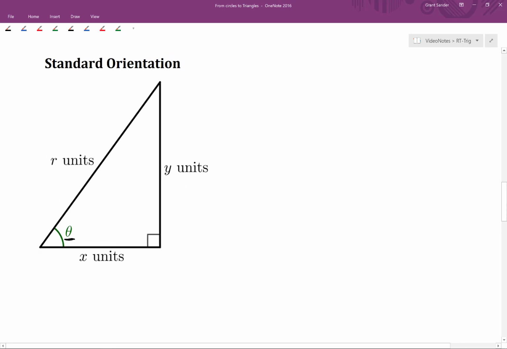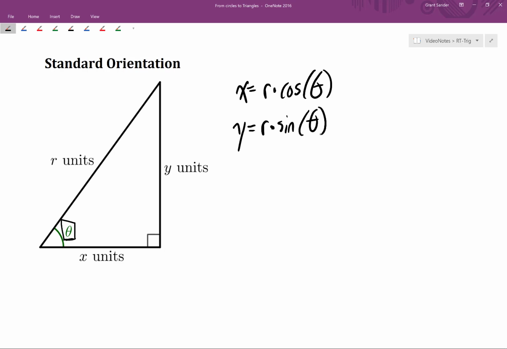So we'll assume that this right triangle has a hypotenuse that is r units long, a horizontal side length of x units, and a vertical side length of y units. So what we just saw is that x is actually equal to r times cosine of theta, where theta is this angle measure of interest down here in the bottom left. We also saw that y is equal to r times sine of theta. And then we can say a little more.